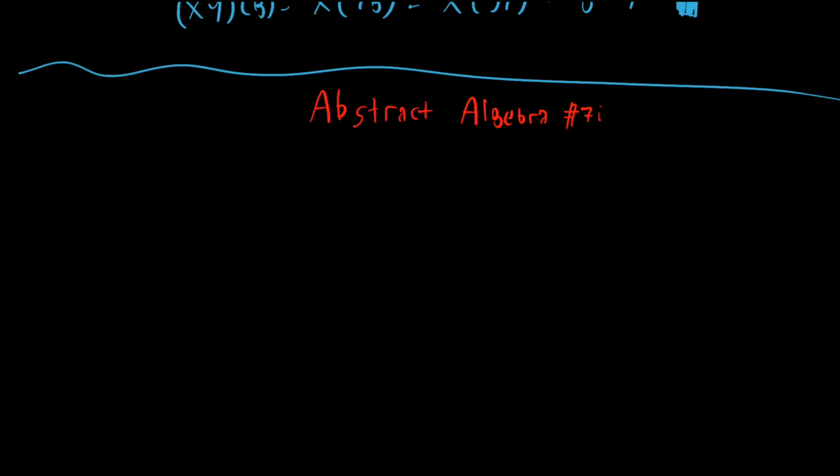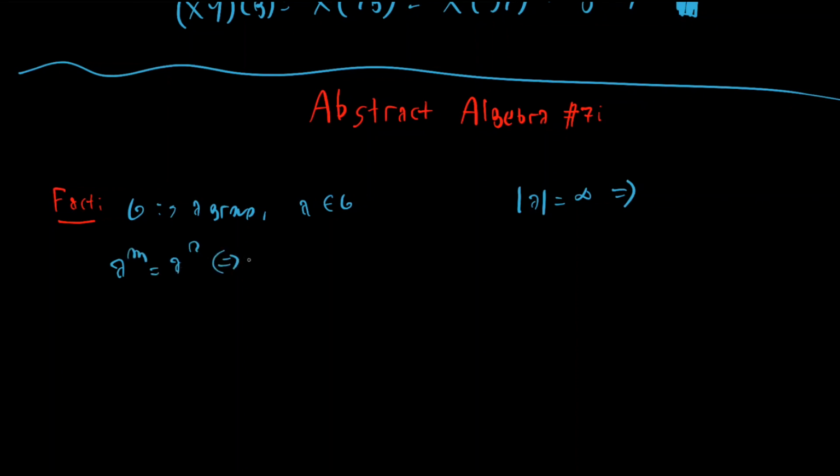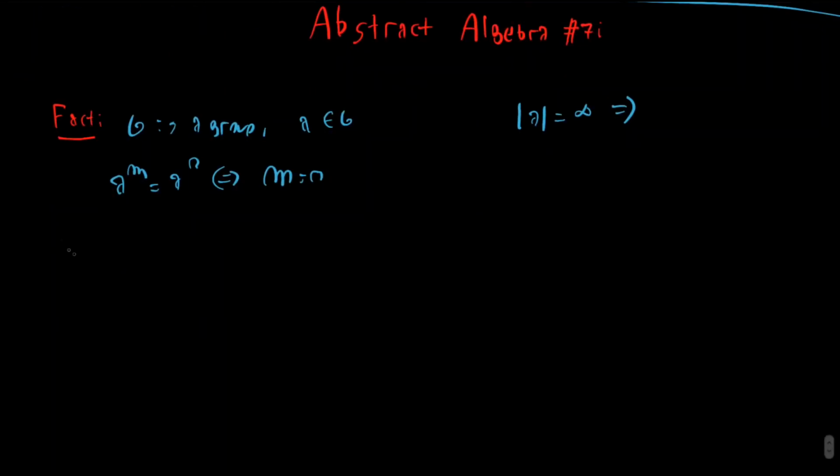So the first fact that we are going to prove is the following. Let's suppose G is a group, and let's suppose a is an element of G with infinite order, which we can denote like this, or in a more shorthand notation like this. Then we will have that a^m will be equal to a^n if and only if m is equal to n. So let's prove it. The proof, as you might imagine, is not difficult.